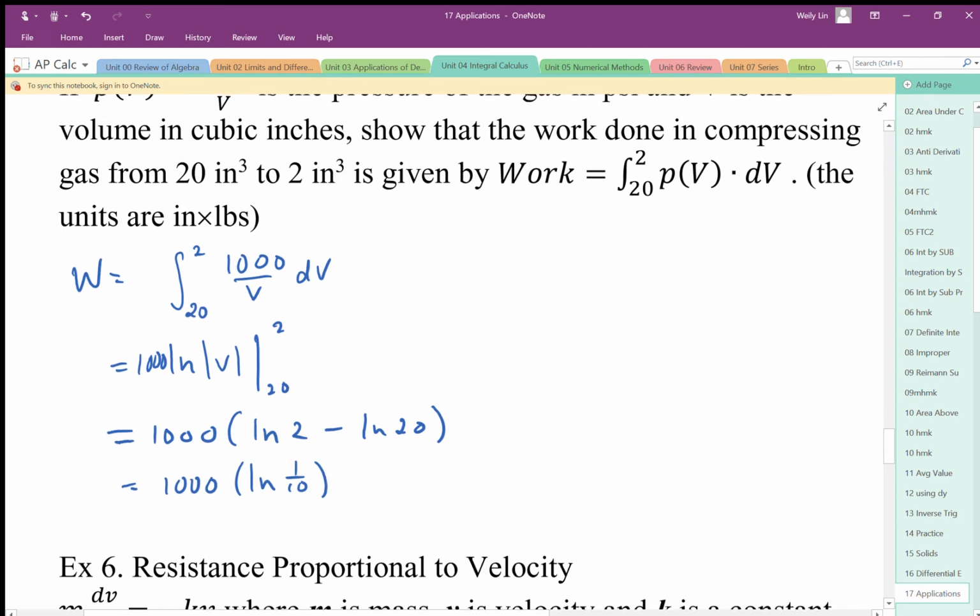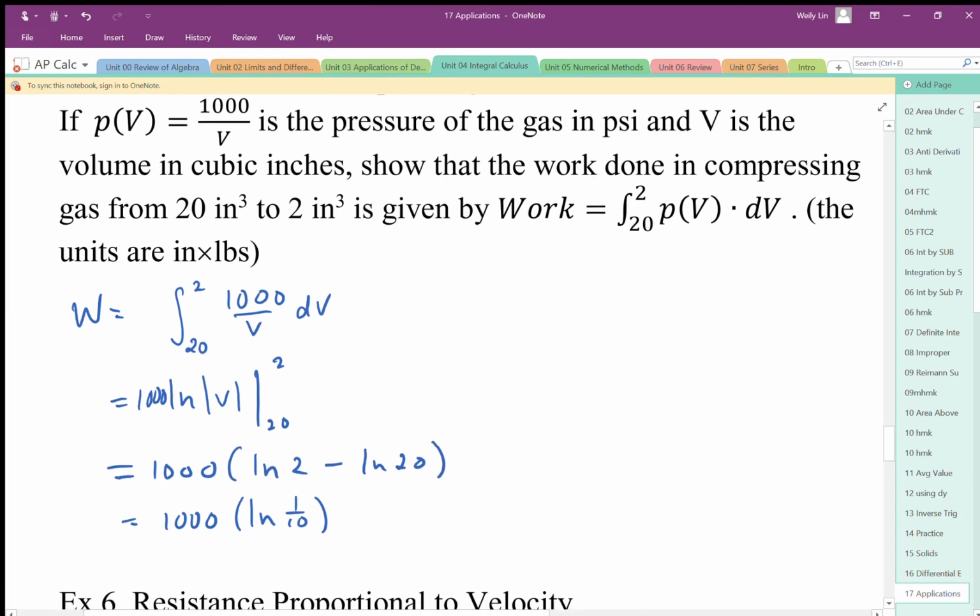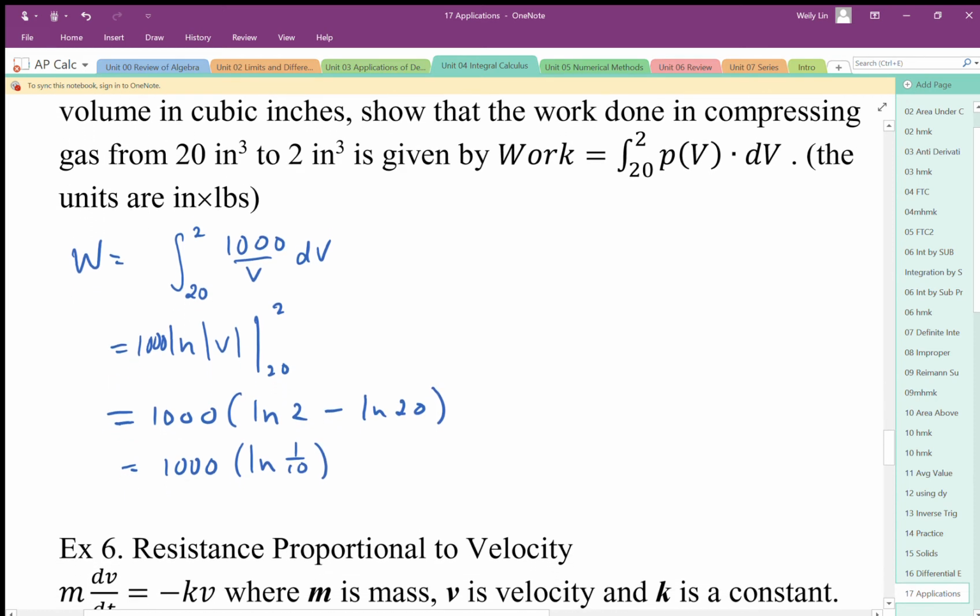So the work done is going to be, where's my log done? Log. I'm getting negative 2302.58. Okay, and inch pounds is the work units that I'm getting here.